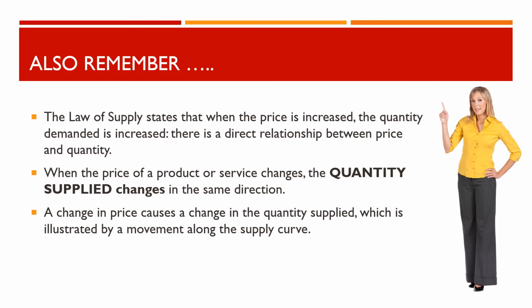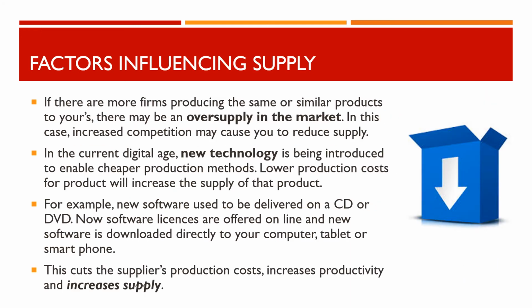Also remember, the law of supply states that when the price is increased, the quantity supplied is increased. There is a direct relationship between price and quantity. When the price of a product or service changes, the quantity supplied changes in the same direction. A change in price causes a change in the quantity supplied, which is illustrated by a movement along the supply curve. Let's now consider what else might affect your willingness to supply a particular product or service.